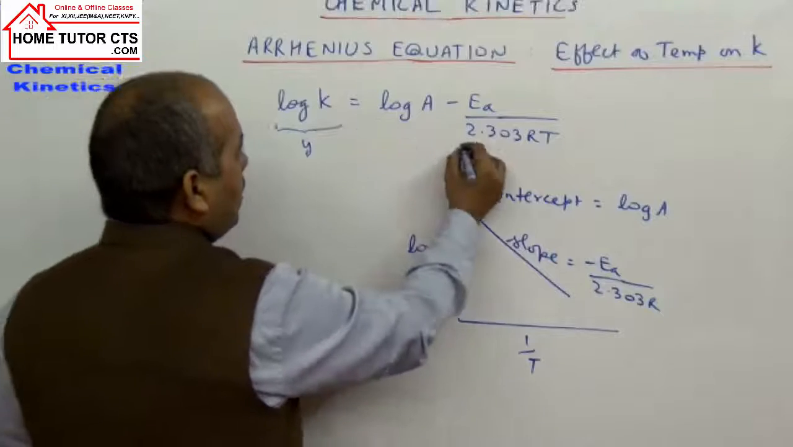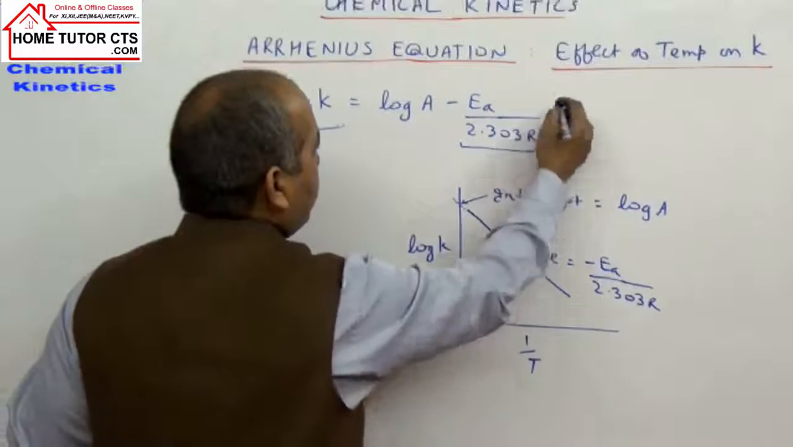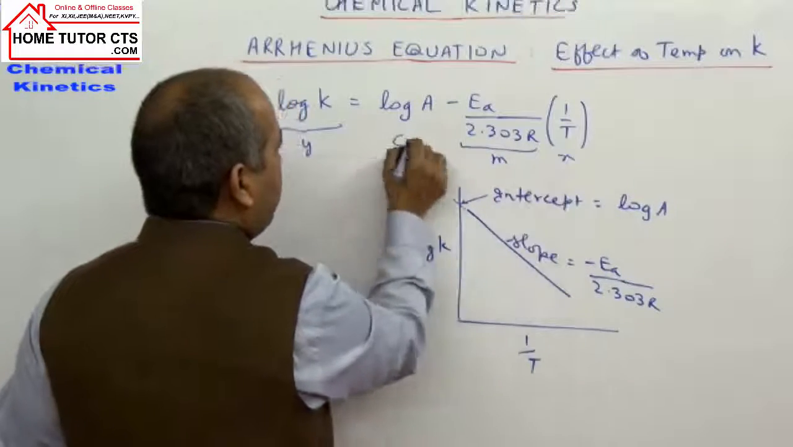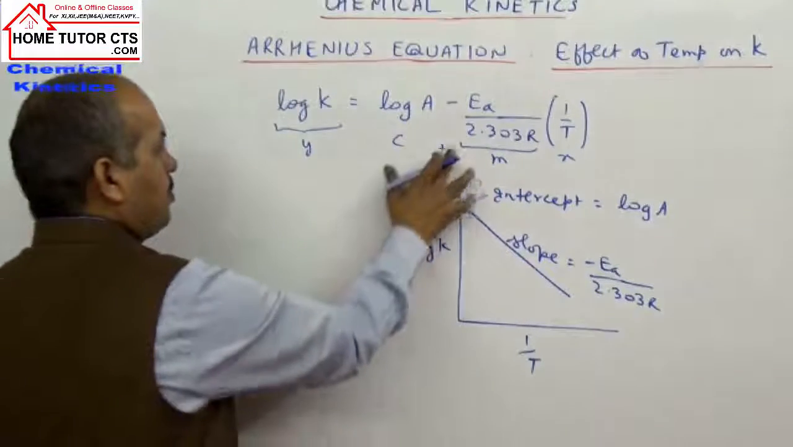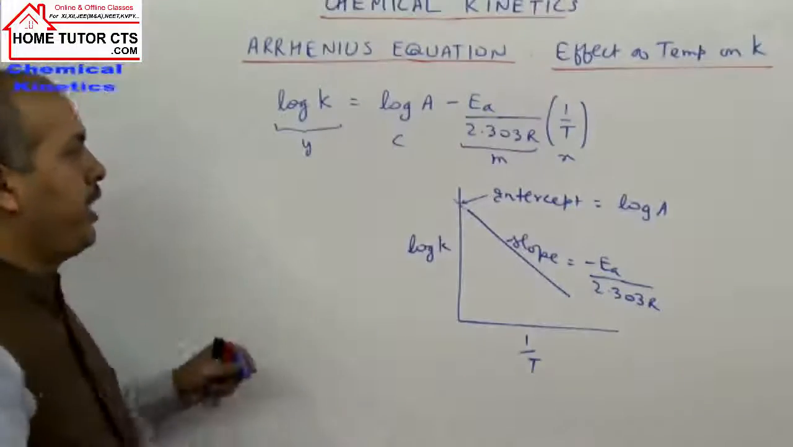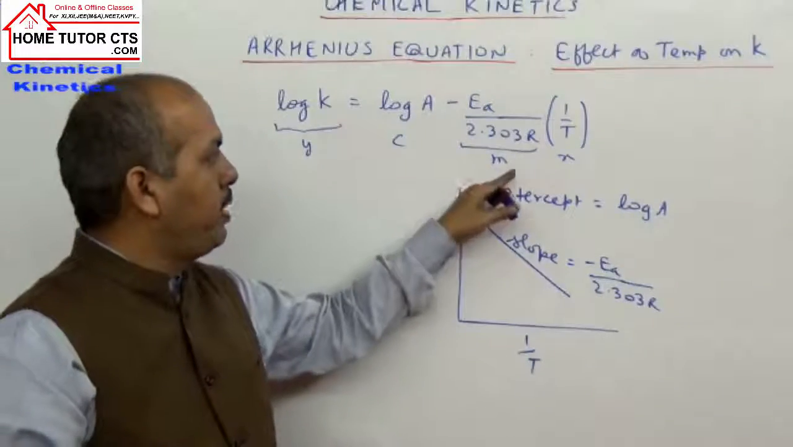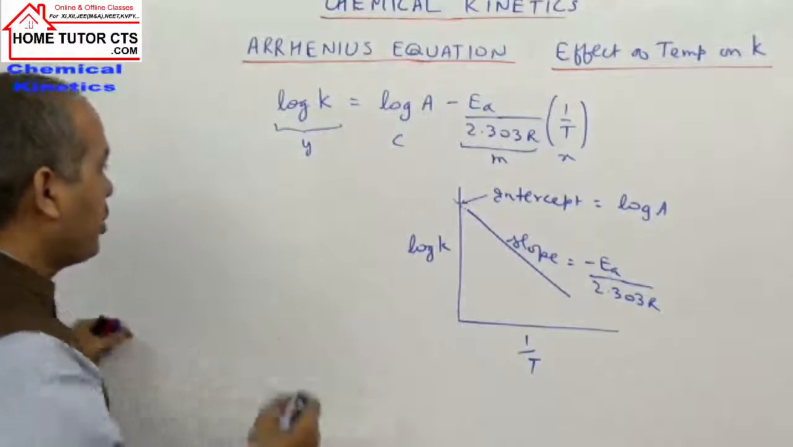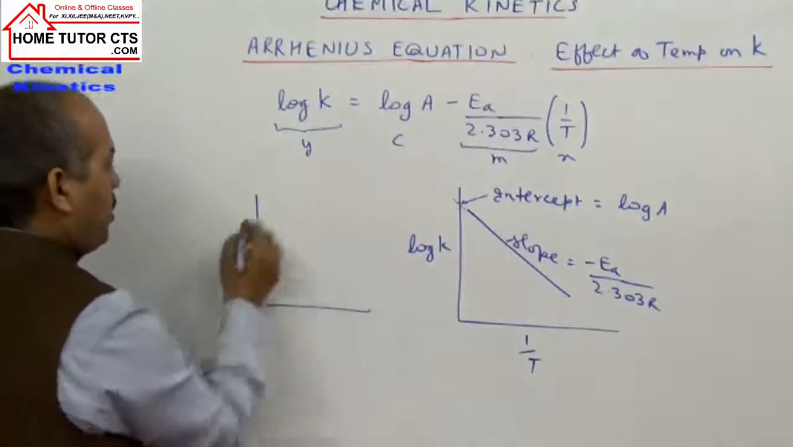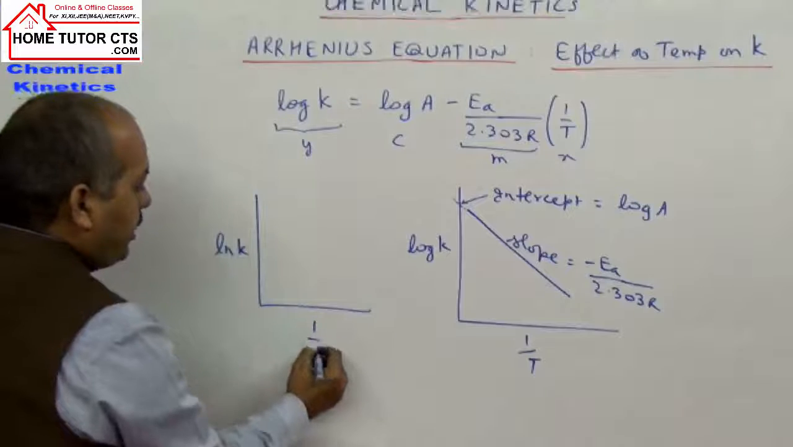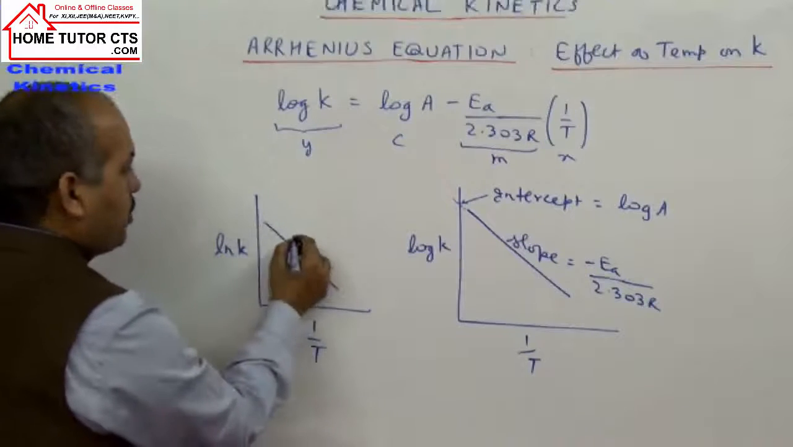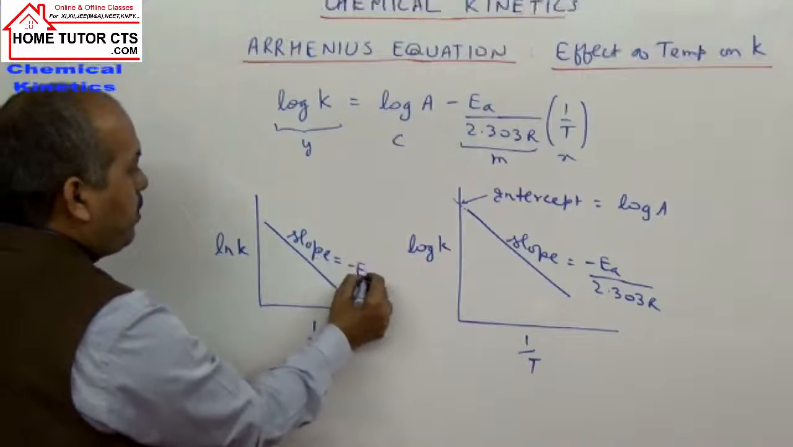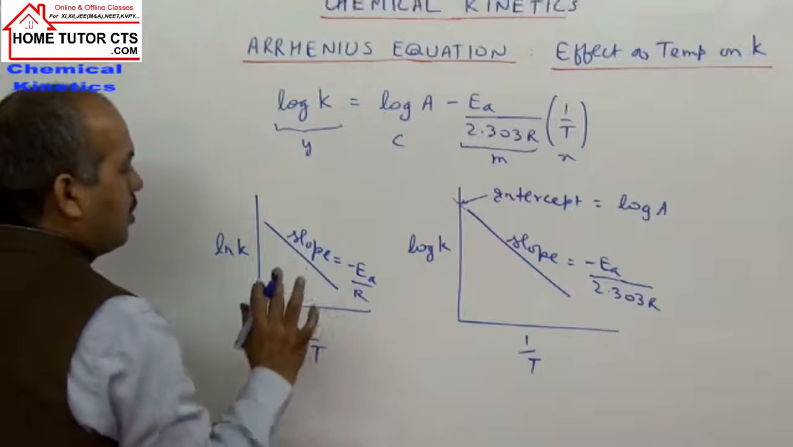This can be like my equation of straight line, y equals m x plus c, if I draw the graph of log K versus 1 by T. So in this case, we will have slope minus EA by 2.303 R. If I write the expression as ln k versus 1 by T, then the slope can be taken as minus EA by R.